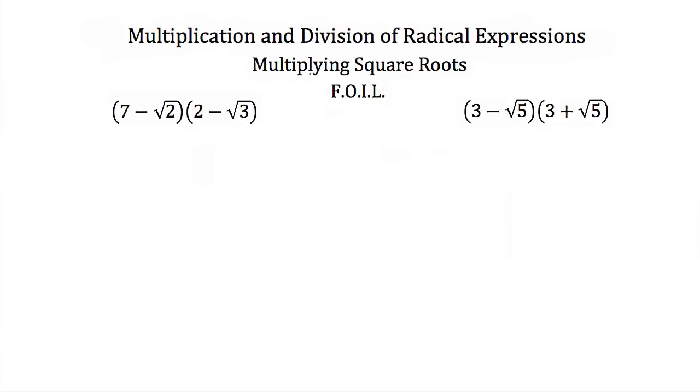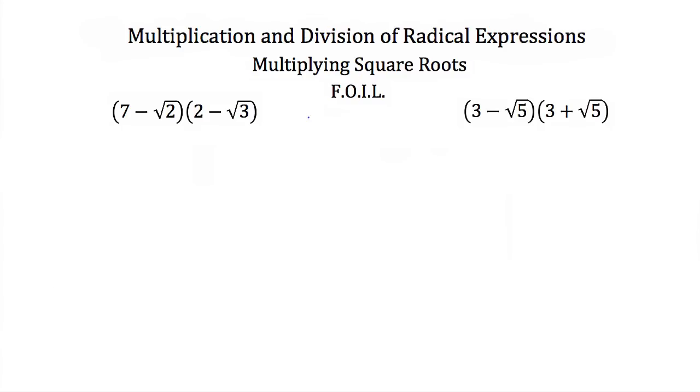Well, now that we've shown that we can multiply square roots through the distributive property, now let's show that square roots still get multiplied when we FOIL. We FOIL when we multiply two binomials together, or two quantities that have an addition or a subtraction sign in them. So if I wanted to multiply 7 minus the square root of 2 times 2 minus the square root of 3, I would have to use the FOIL method.